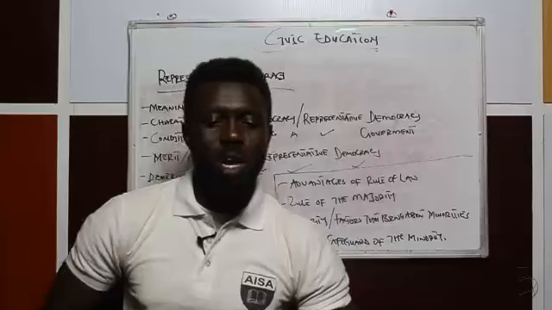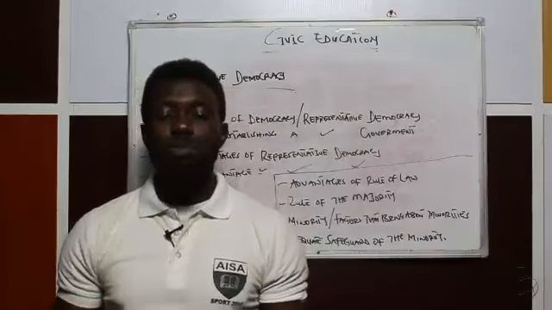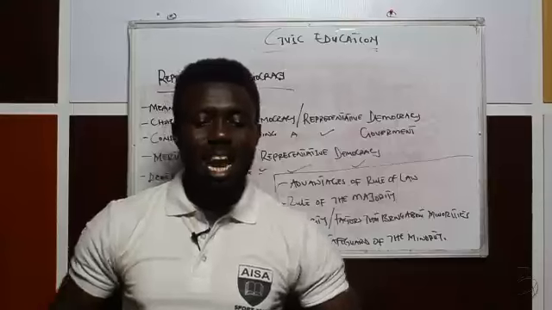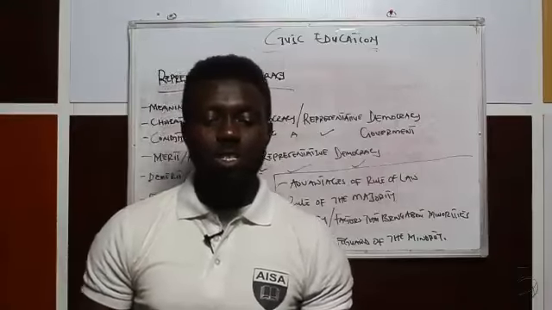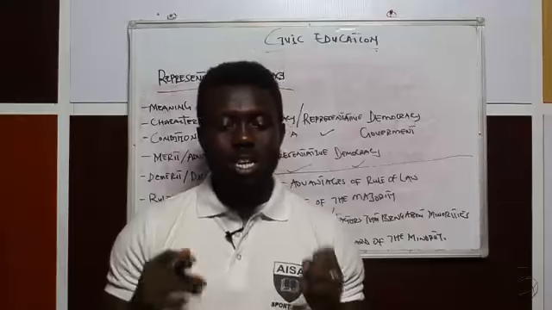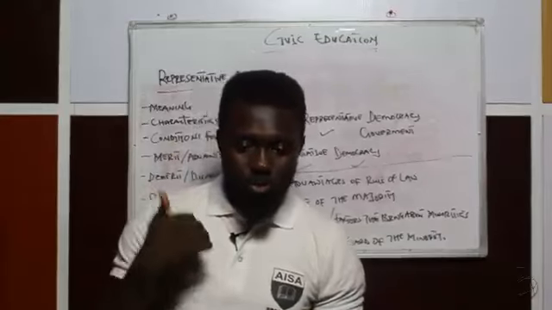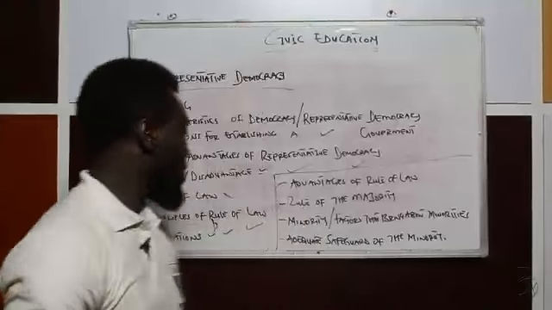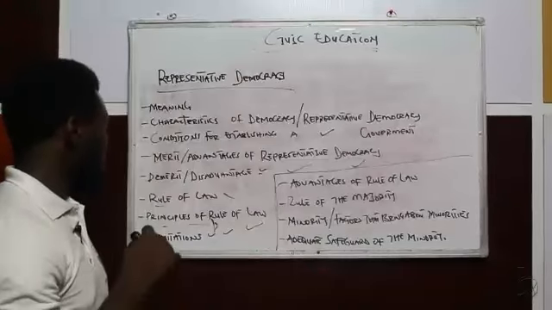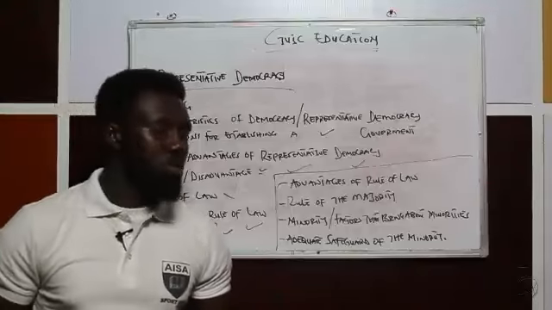Number six, we have agents must be in place to enforce the laws to avoid possible violation. And then lastly, we have government must rule in accordance with the provisions of the law, not arbitrarily. So those are some of the principles of the rule of law.